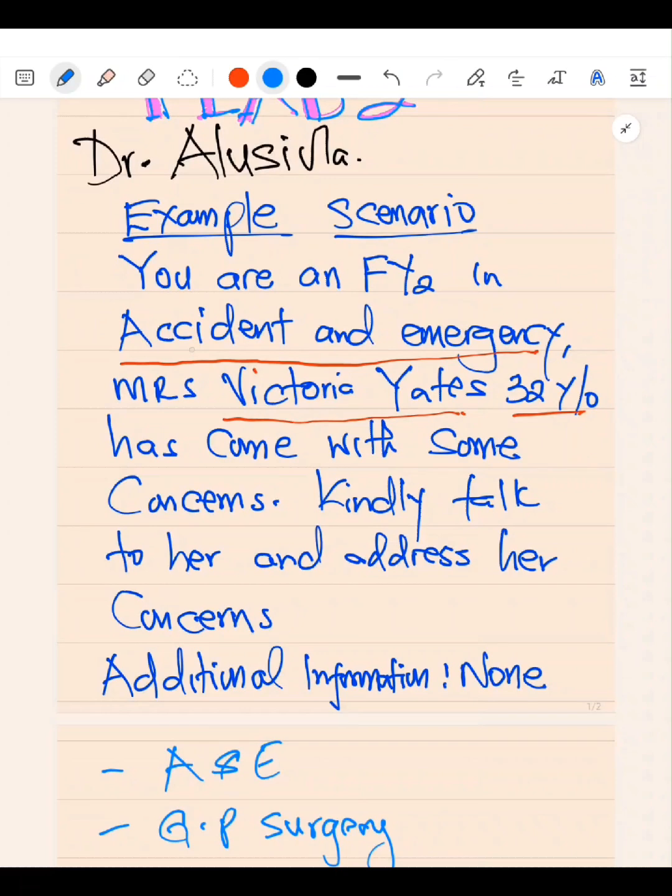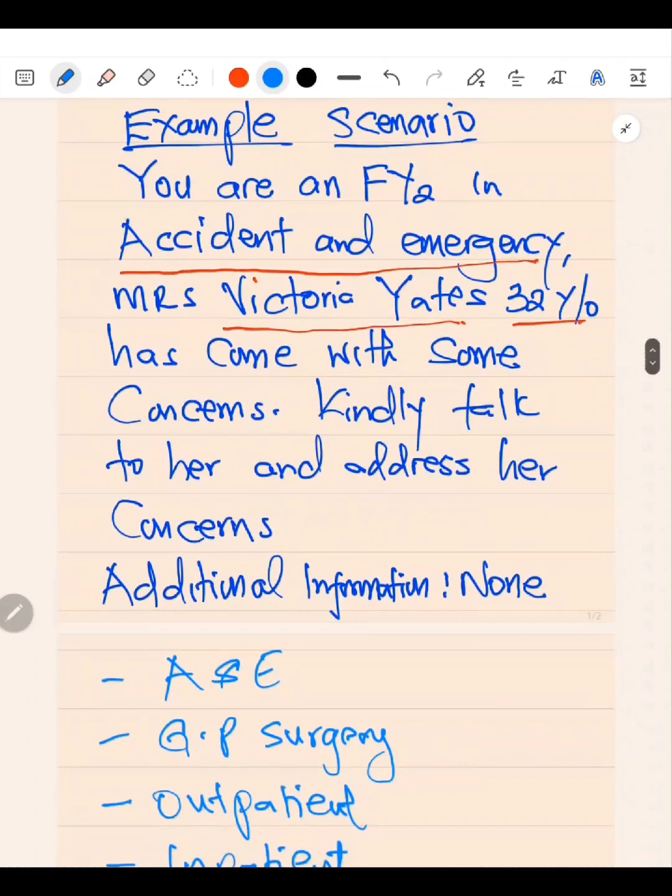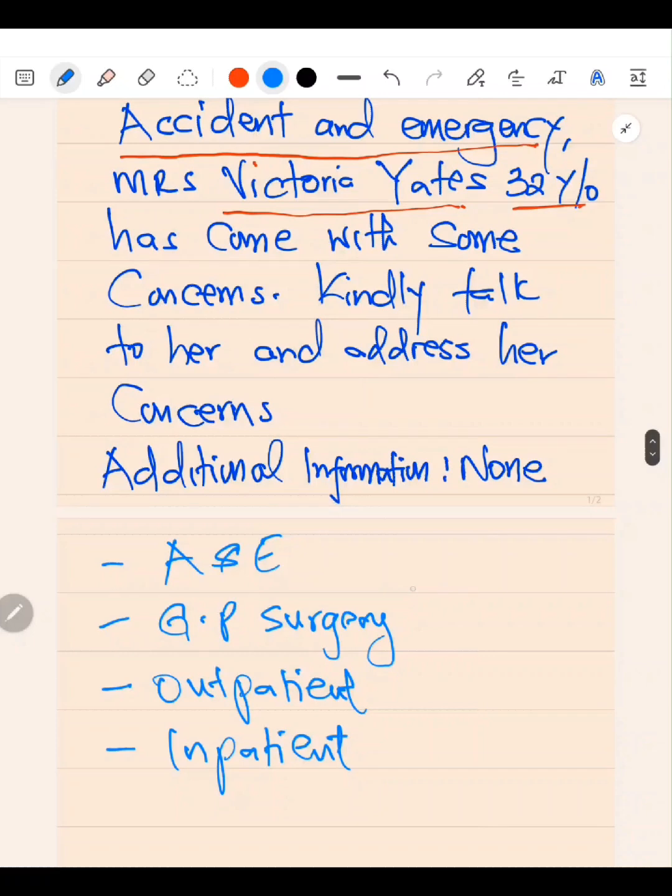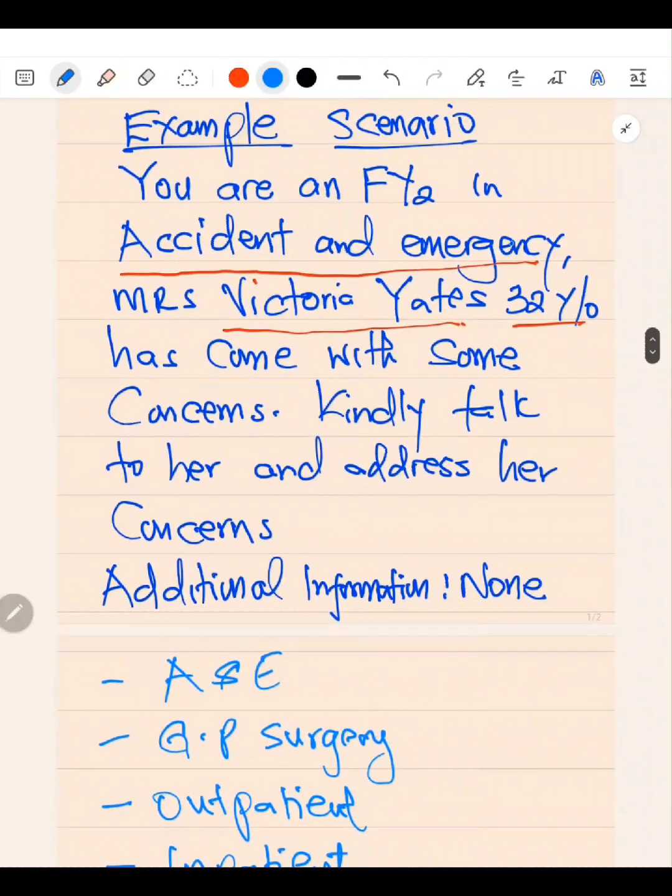Now, while you're outside the cubicle, what are you going to be looking at? Look at the scenario, look at the setting, accident and emergency. What are other types of settings that you can have? You can have GP surgery, outpatient, inpatient. So have in mind that you are in the accident and emergency.